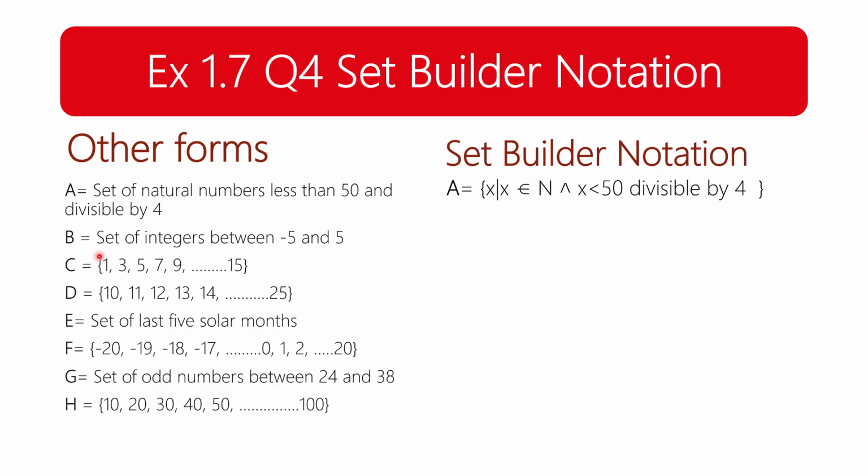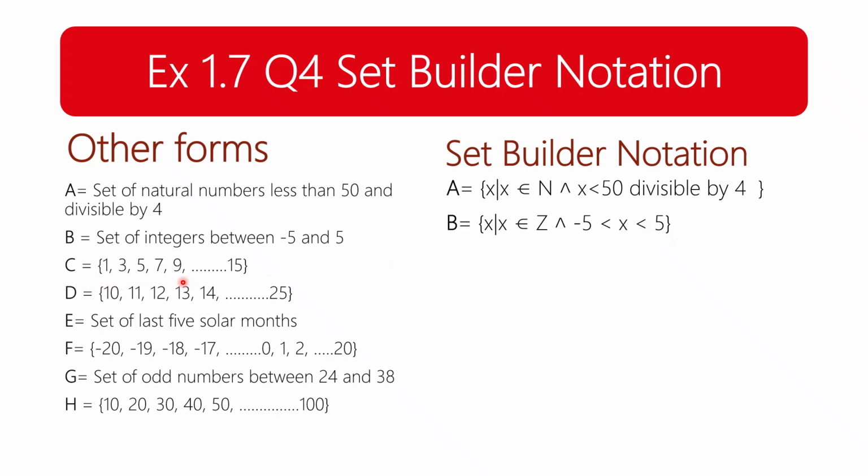Now we have set B, the set of integers between -5 and 5. Keep in mind, if we have the word between with us, we have to put these symbols: x less than. This shows between. It means -5 and 5 are not included. So we can write it as x such that x belongs to integers and integers must be between -5 and 5.